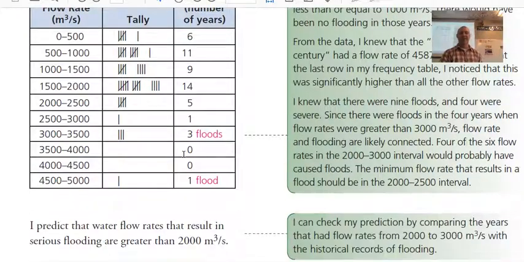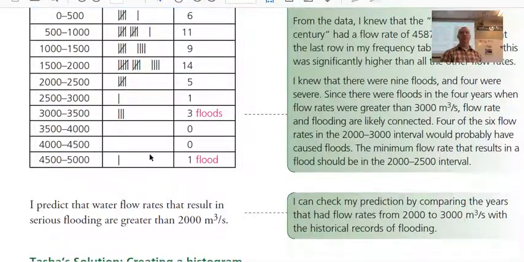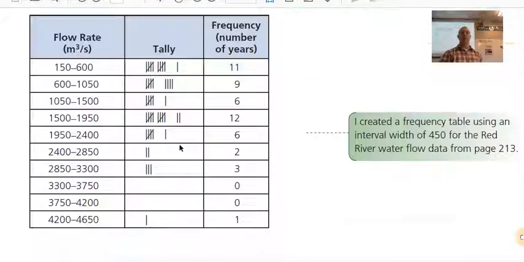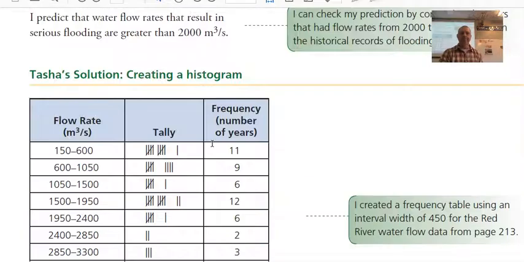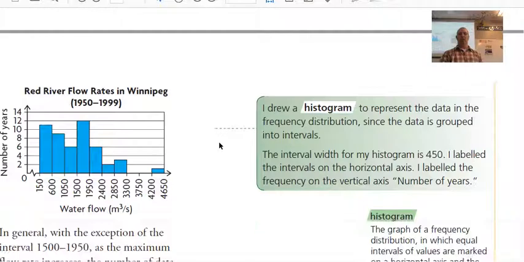Appreciate it. All right, so here's what was mentioned. 3 floods here, 1 flood there. So we could make a judgment that anything over 3,000 cubic meters per second might be trouble. All right. I think we're creating a histogram now. Okay, so let's just fast forward to this.